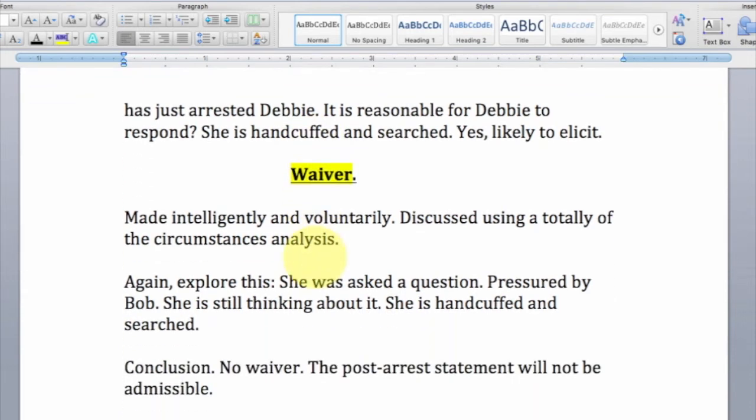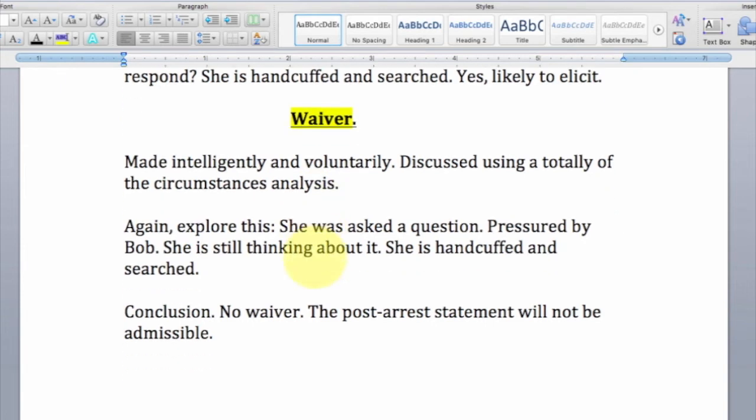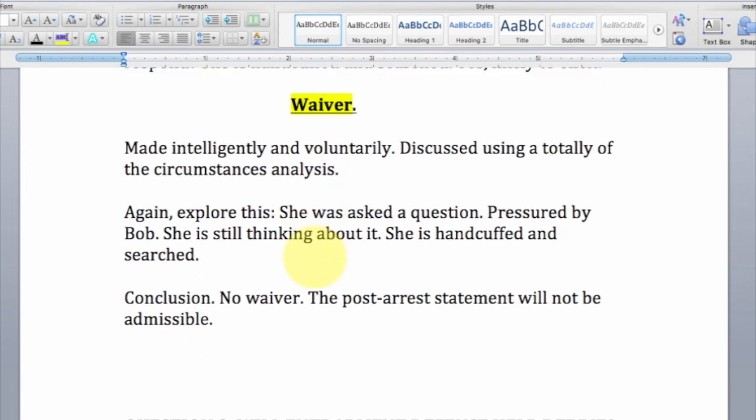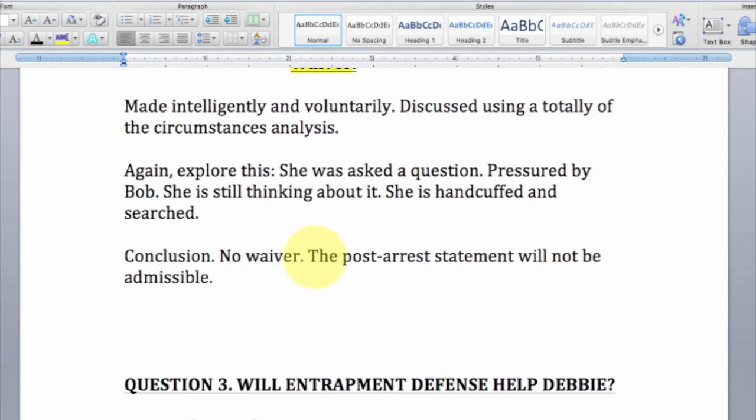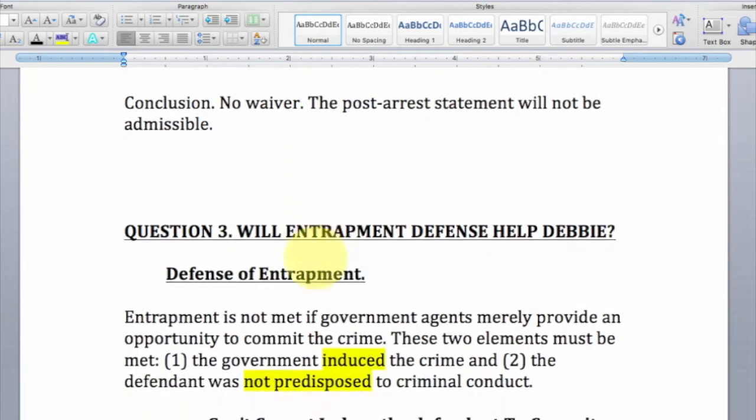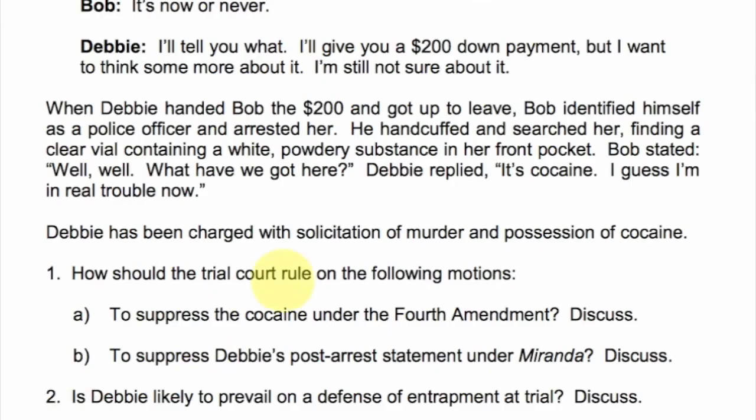Do we have waiver? Waiver is present when it's made intelligently and voluntarily. And here, as stated above, I don't think that Debbie made a waiver. So the conclusion is that the post-arrest statement will not be admissible. Let's go on to question 3. What do we have? Question 3.